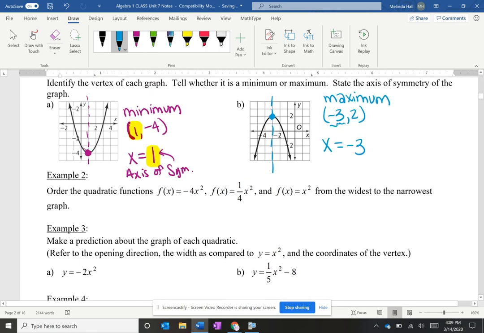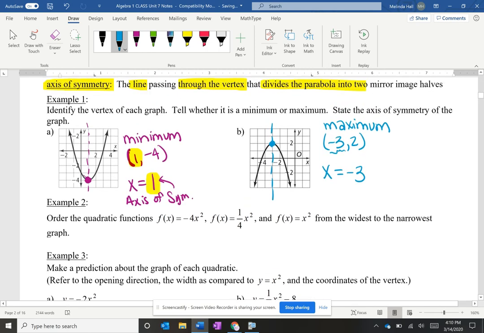So for example 2, we are going to put the quadratic functions in order from widest to narrowest. So looking at the equations, f of x equals -4x squared, f of x is 1/4 x squared, and f of x is x squared. F of x equals x squared. Remember, f of x is just y. That is going to be our middle ground because that is our parent function.